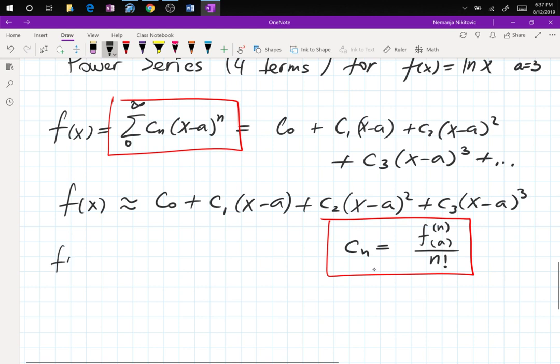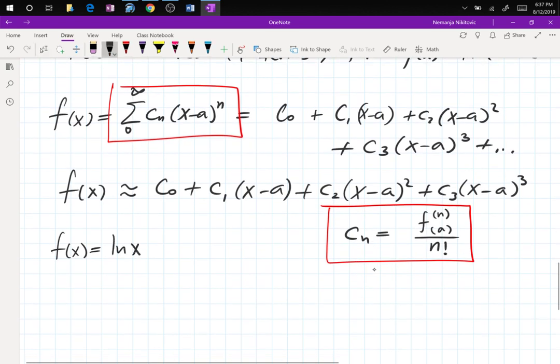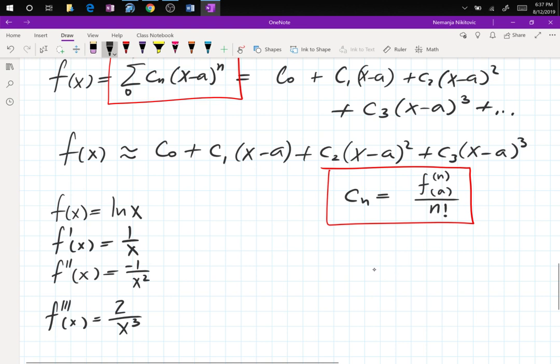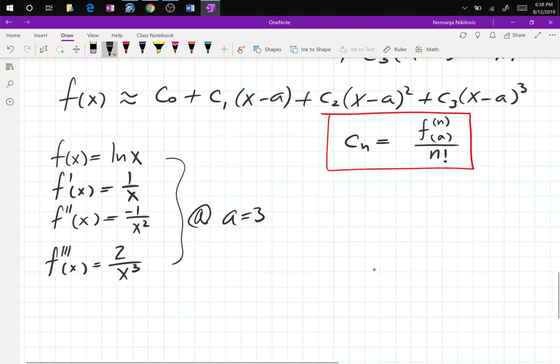So the function f of x is given as ln x. The first derivative is 1 over x. The second derivative is negative 1 over x squared. And the third derivative is positive 2 over x cubed. Those are my derivatives. They need to be calculated, as you can see, at a, and I have that a is equal to 3. So all of those at a equals 3. Well, we'll get there.